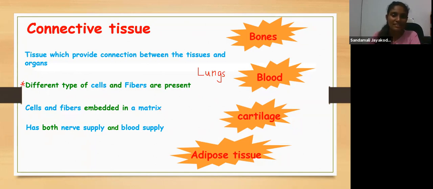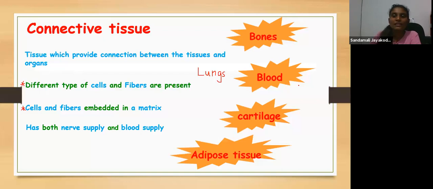Did you understand that? Yes, miss. Yeah, they are embedded in a matrix. Then they have both nerve supply and blood supply. Those are the special features of them. The most special features are these two: different types of cells and fibers are present, and cells and fibers are embedded in a matrix.